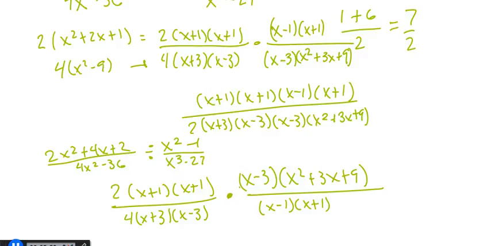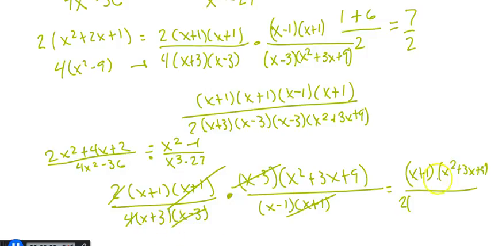So now let's see if anything cancels out. All right, I see I have an x minus 3 canceling out there. I have an x minus 1. No, not x minus 1. The x plus 1 cancels. Okay, I have an x plus 1, x plus 1. Okay, and then I have my 2 and my 4. Leaving me with x plus 1, x squared plus 3x plus 9. And down here, this is a 2 now. And x plus 3, x minus 1. And boom! I've done it.